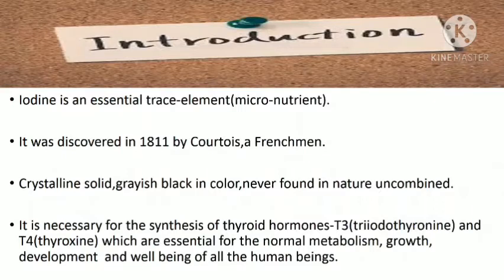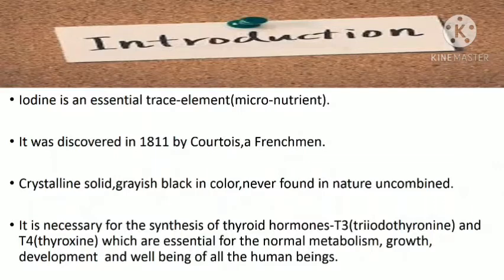Now about iodine. Iodine is an essential trace microelement. It was discovered in 1811 by Courtois, a Frenchman. Iodine is present in the body in a very small amount, 15 to 20 grams, and is necessary for the synthesis of thyroid hormones.